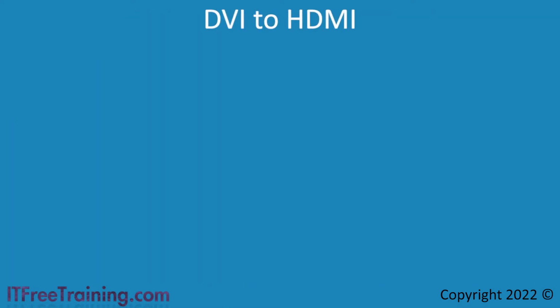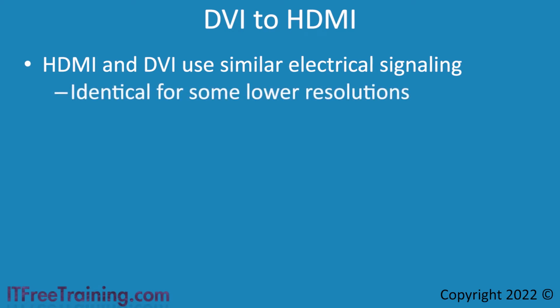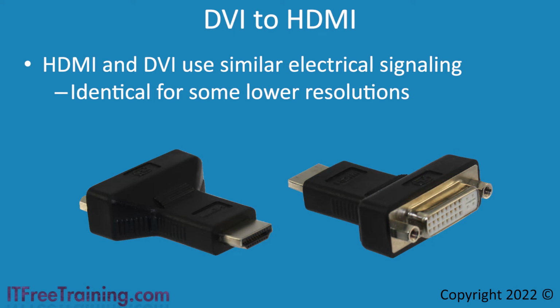I will next look at changing DVI to HDMI or vice versa. HDMI and DVI use similar signaling, but there are some differences. For compatibility reasons, you will find the lower resolutions use the same signaling. This means that passive adapters or cables will work without the need for the signal to be converted at lower resolutions. If you are using higher resolutions, you may run into problems. In some cases, the device may convert the signal for you, but you cannot guarantee this will occur.